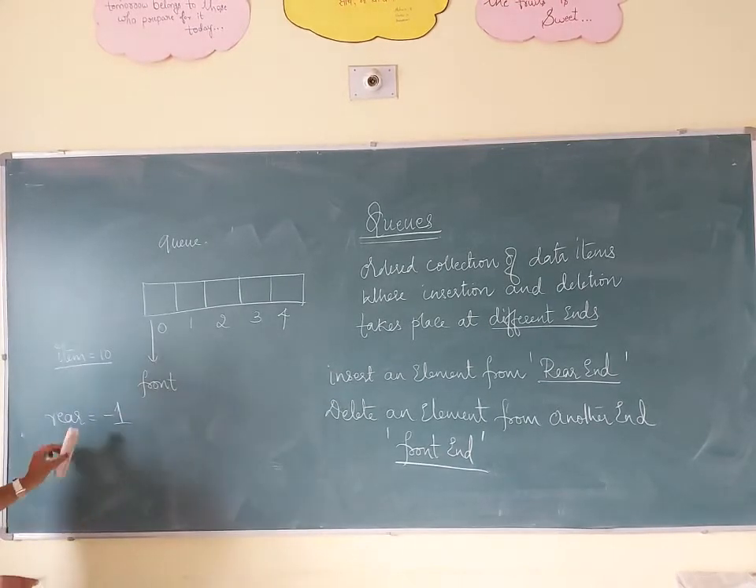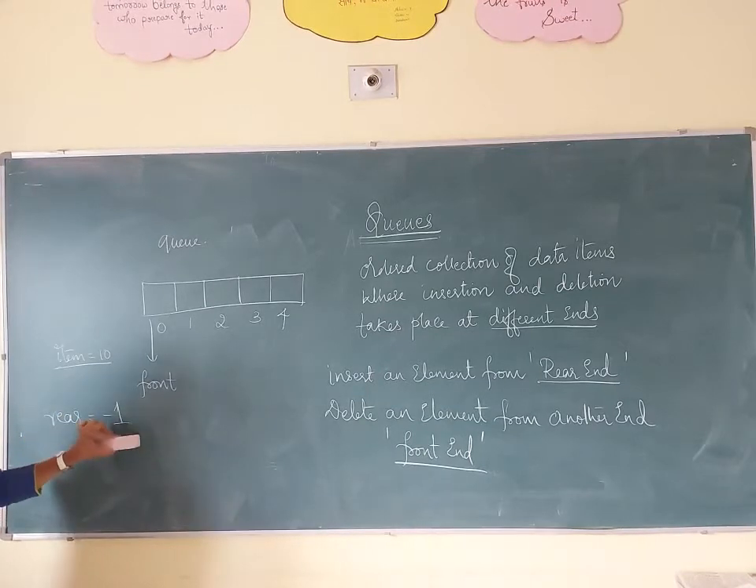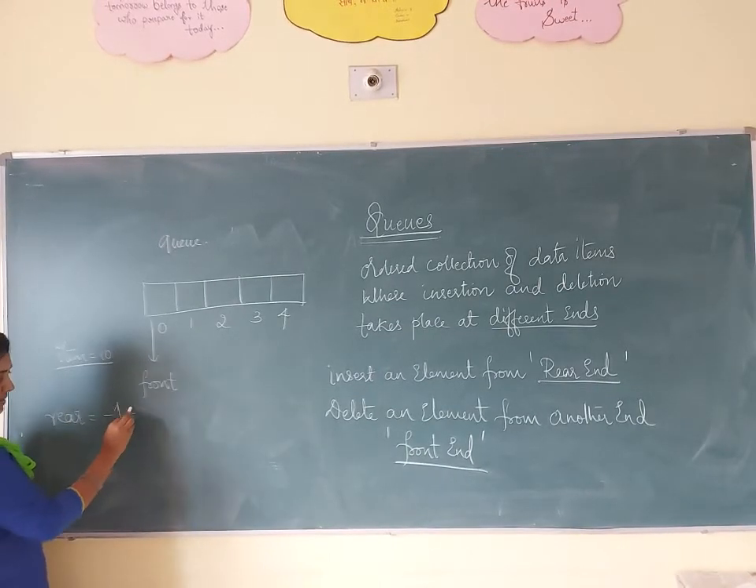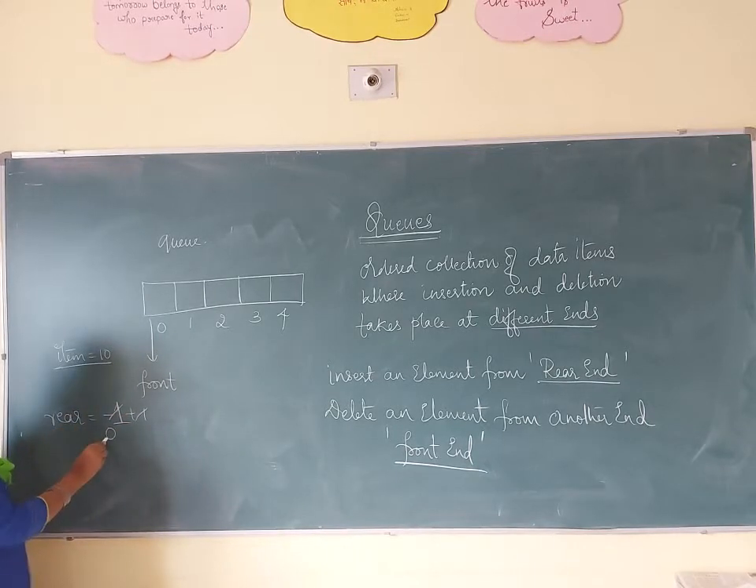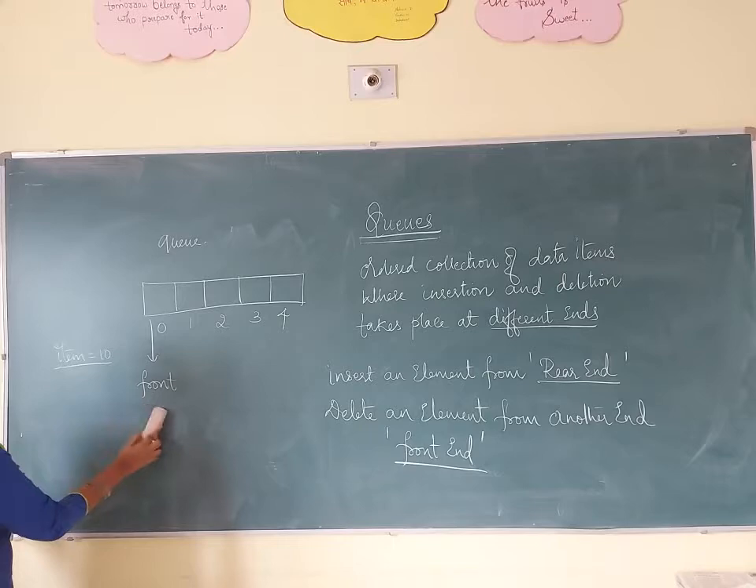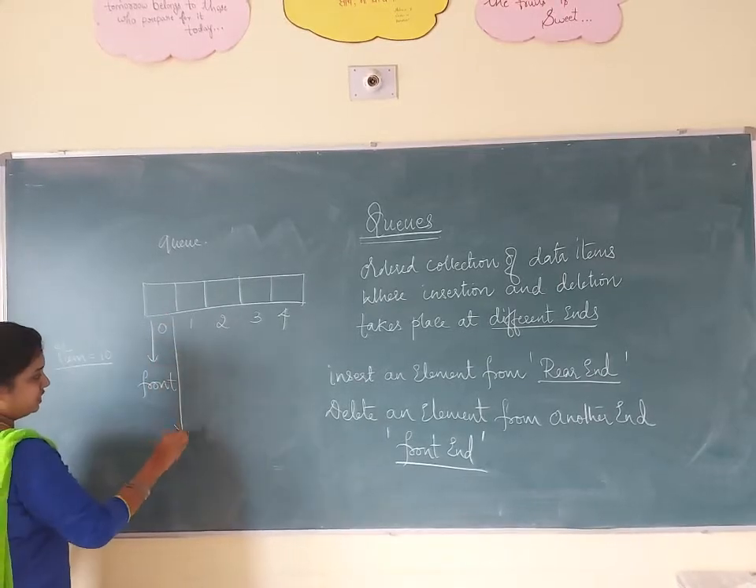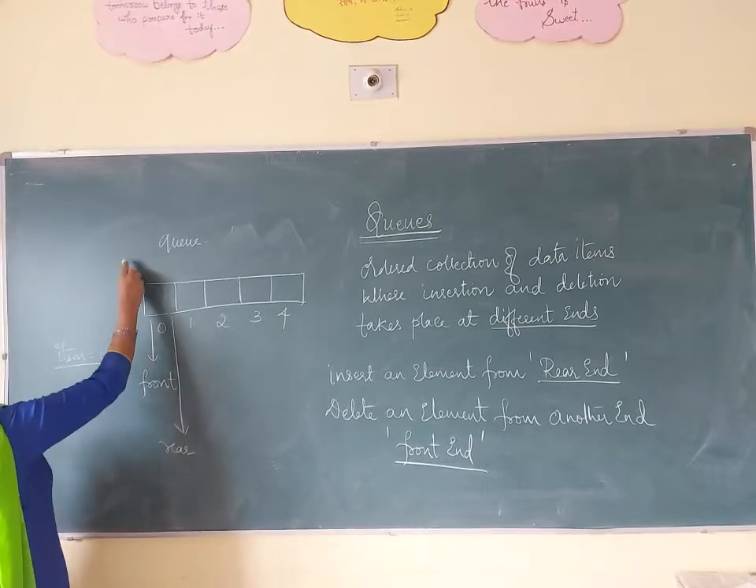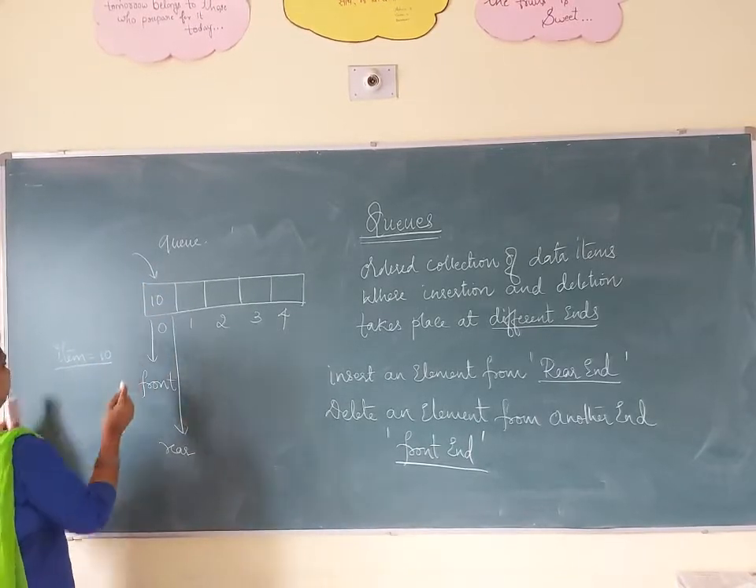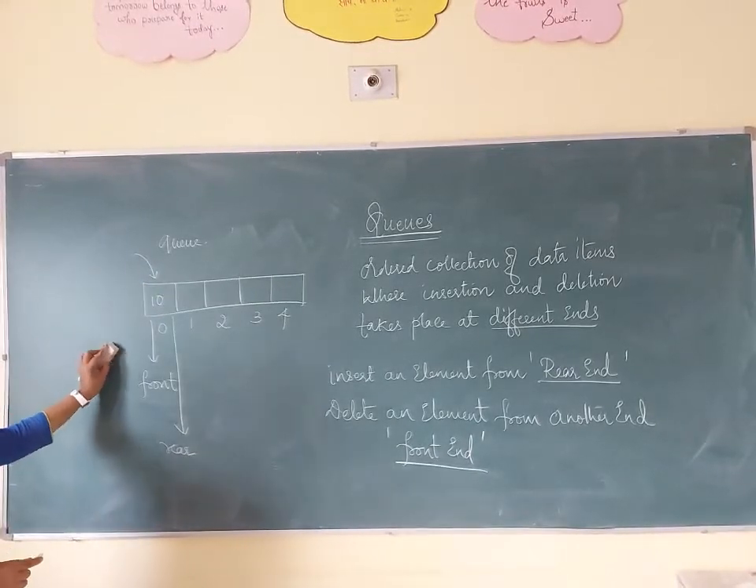How you have to do? You have to increment the rear end, like rear is equal to -1. If you increment +1, what will happen? You will get 0. So now rear is pointing to 0. Rear is 0, so I can insert an item 10.